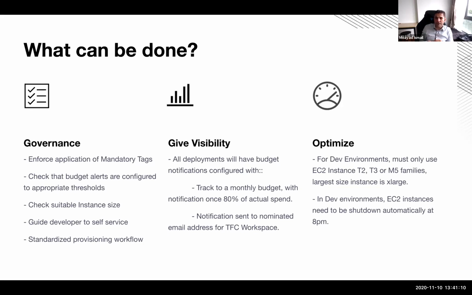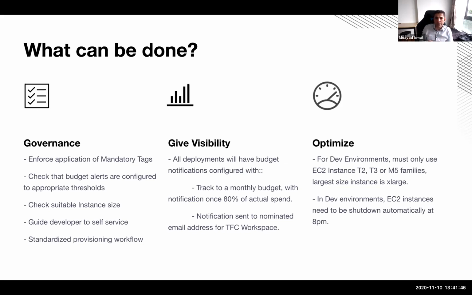Guide developers to self-service. If a developer is non-compliant for whatever reason, they haven't met all the requirements, they're able to help themselves to be compliant and be able to deploy. We also want to standardize our provisioning workflow in this regard. Giving visibility is very important. Without giving the end user some form of data or a trigger, you cannot expect them to react accordingly. So this is where we have the requirement that all deployments will have budget notifications configured: once you hit a threshold of 80% of actual spend, I require a notification.